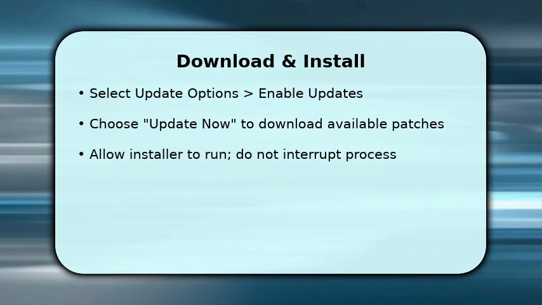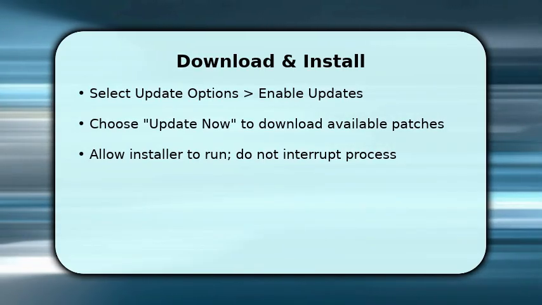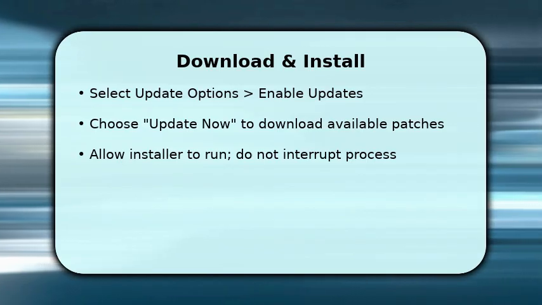After enabling updates, choose Update Now so Word contacts Microsoft and downloads necessary patches. The installer may request elevated permissions, so accept UAC prompts and let the process run; interrupting risks corruption. While downloading, close other Office apps to free resources and monitor progress in the dialog box.